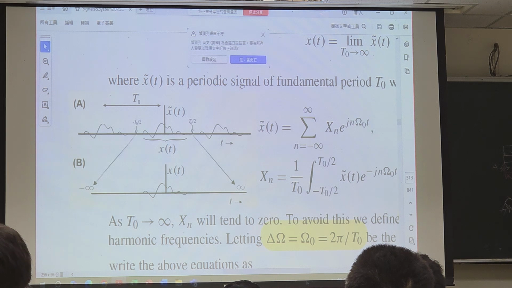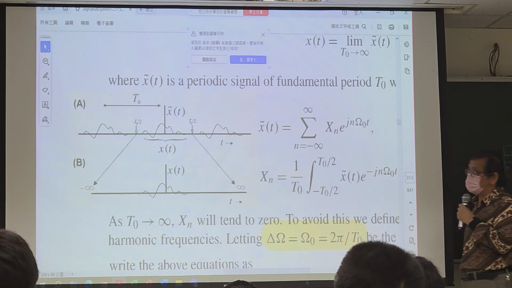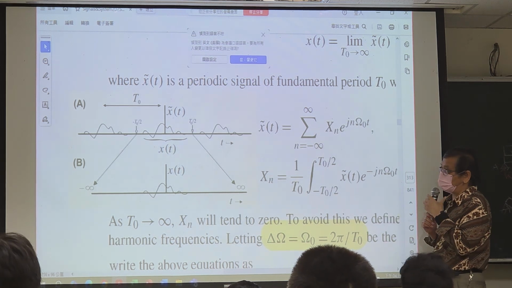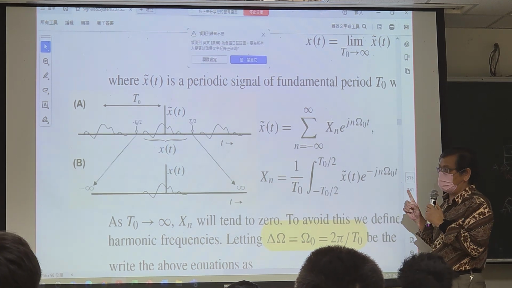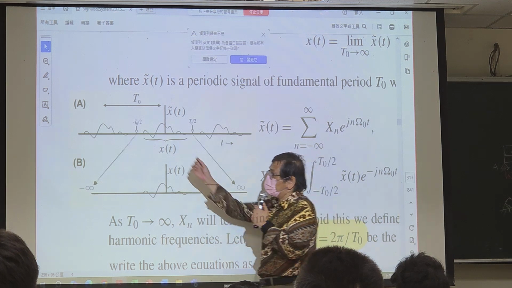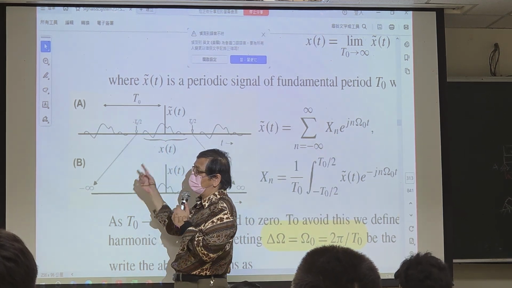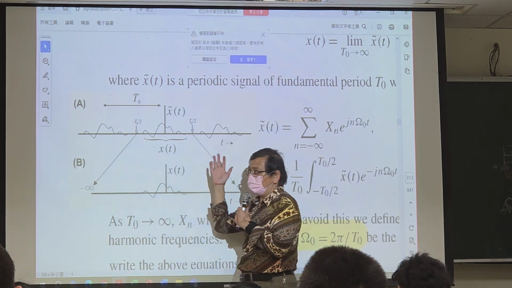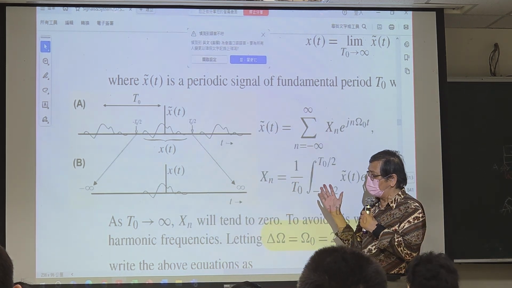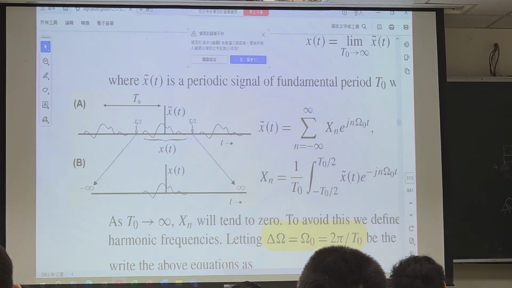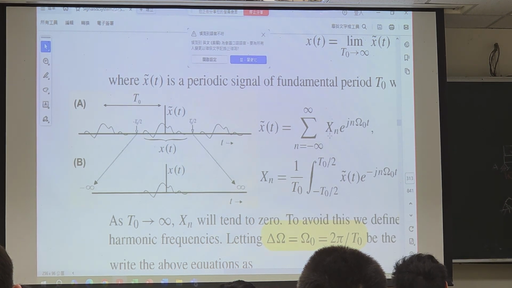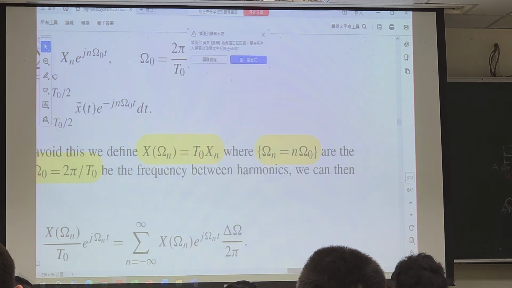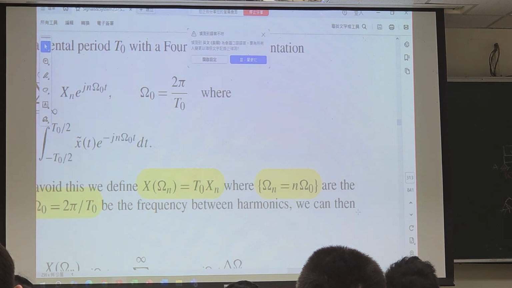And how do I apply the result of Fourier series expansion to that aperiodic or non-periodic function? A very simple way, kind of tricky. We extend the period to infinity. That's it. That's basically the idea. And then when we extend the period to infinity, in the meantime, we also redefine the coefficient x sub n.